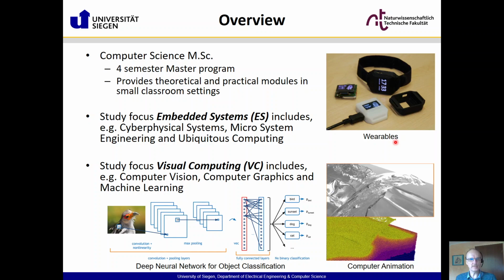In the study focus on visual computing, we also have the topics like computer animation and computer graphics, but also machine learning as depicted here by this neural network and computer vision.